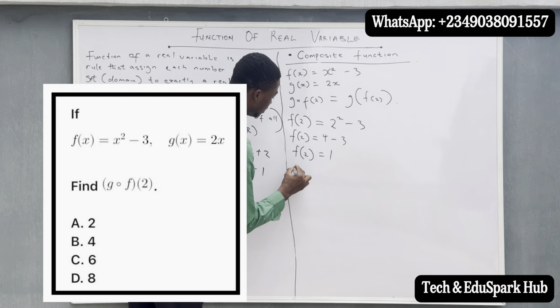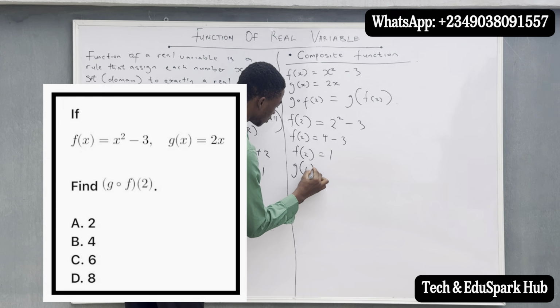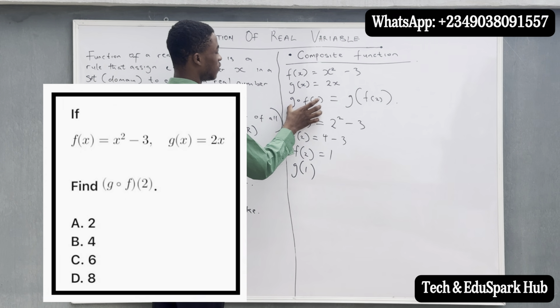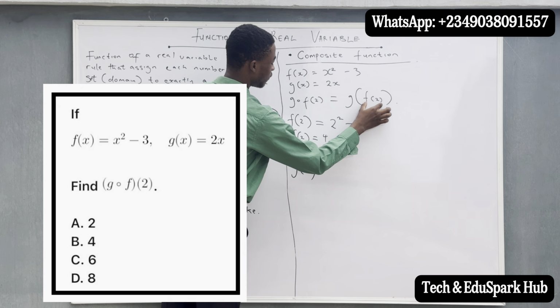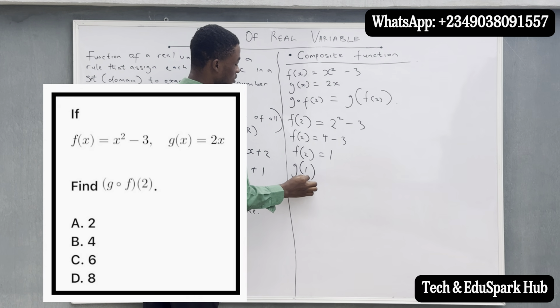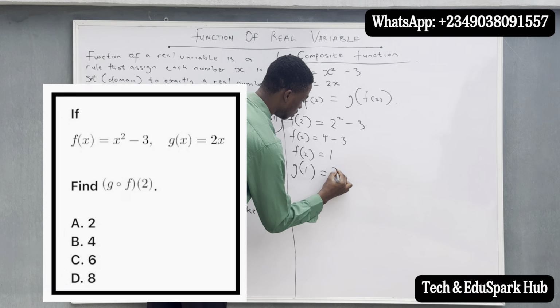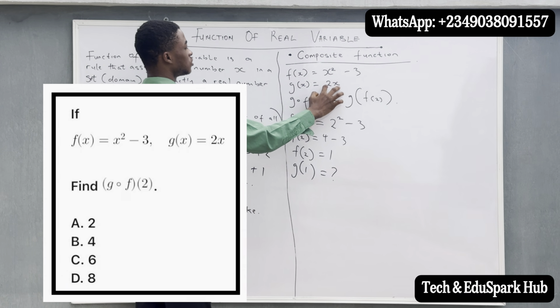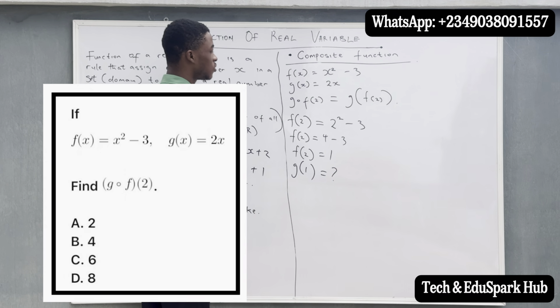So we can now see our g of 1, because this is what we are asked to calculate, g of f of 2. So we have gotten f of 2 to be equal to 1. So we can now say g of 1 is equal to what? Unknown. Remember that our g of x is equal to 2x. So g of 1 will be equal to what?